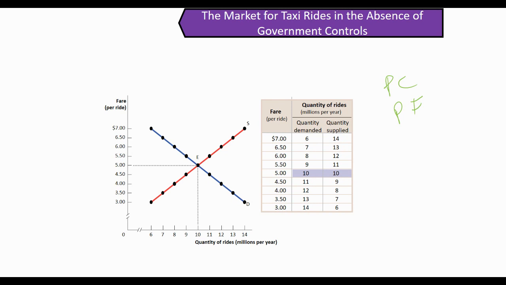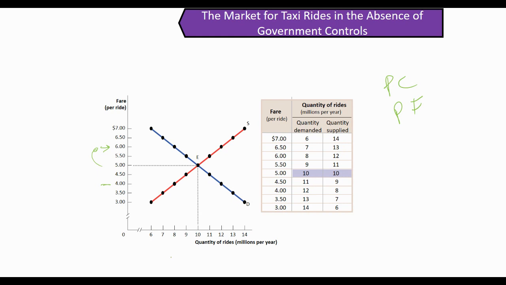Let's say it's $6, and if they put a price floor at $6, then we know that this is binding, and they couldn't charge 5; they'd have to charge 6, and that would cause a surplus of cabs on the street. If they put a price ceiling at $4, then we know that's a binding ceiling, which would cause a shortage of goods.